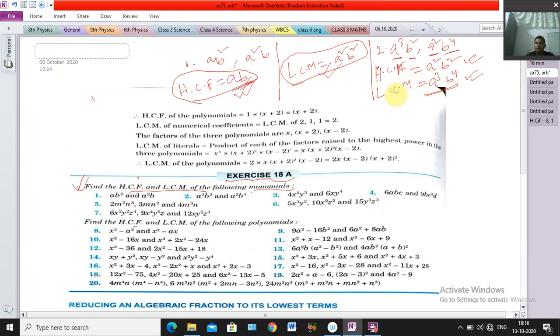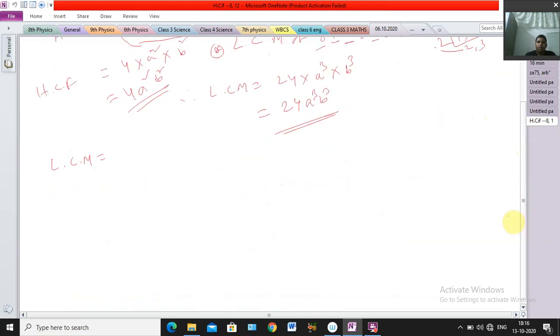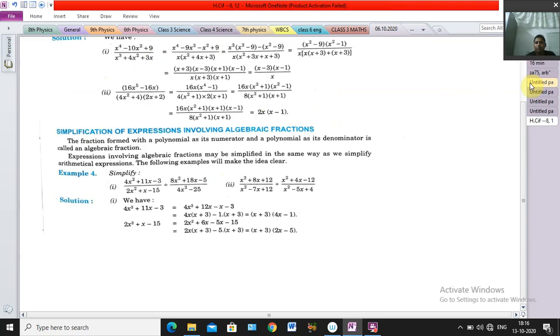Clear? Next, question number 3. Question number 3 is 4x square y cube and 6x y to the power 4. So I am writing here question number 3, 4x square y cube and 6x y to the power 4.